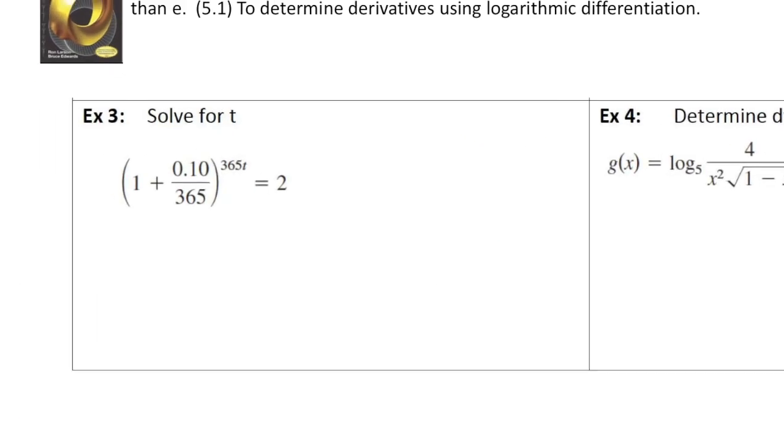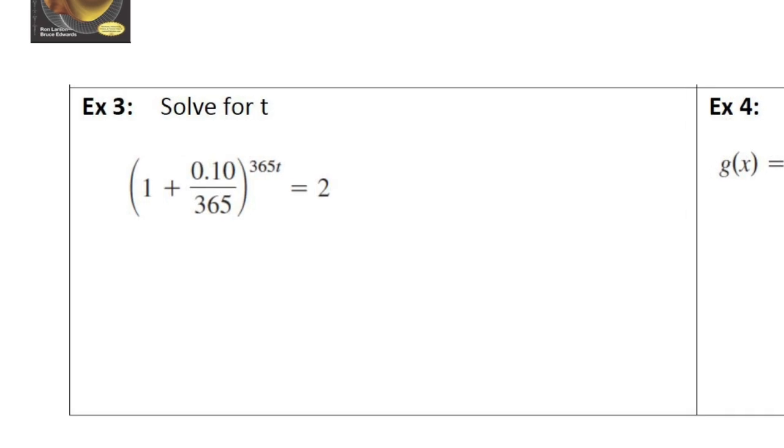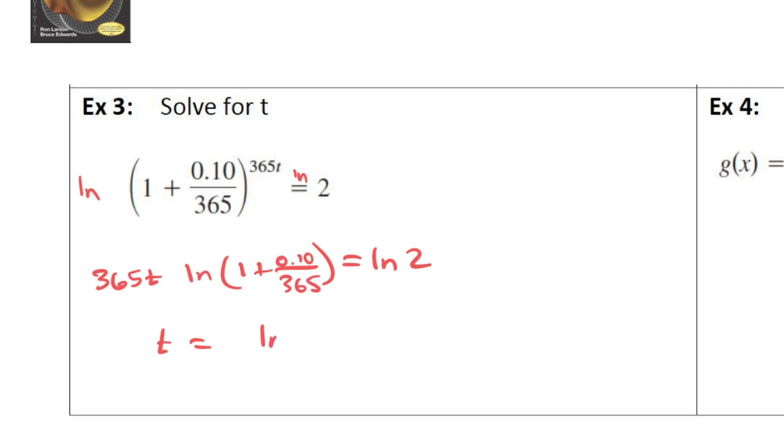Example 3 involves some more algebra. If we take the natural log of both sides of this equation and drop our 365t in front, we now have the natural log of just a bunch of numbers equal to the natural log of 2, which is also a number. We're solving for t, so we will do division. We have the natural log of 2 divided by 365 times the natural log of 1 plus 0.10 over 365. And you can simplify that using your calculator.